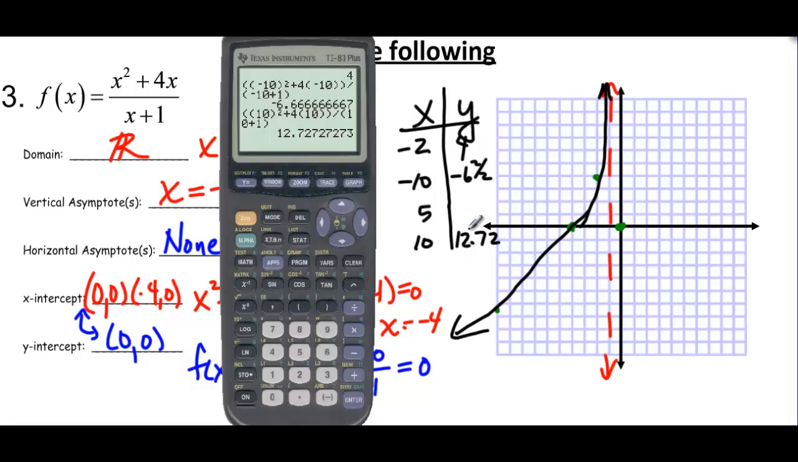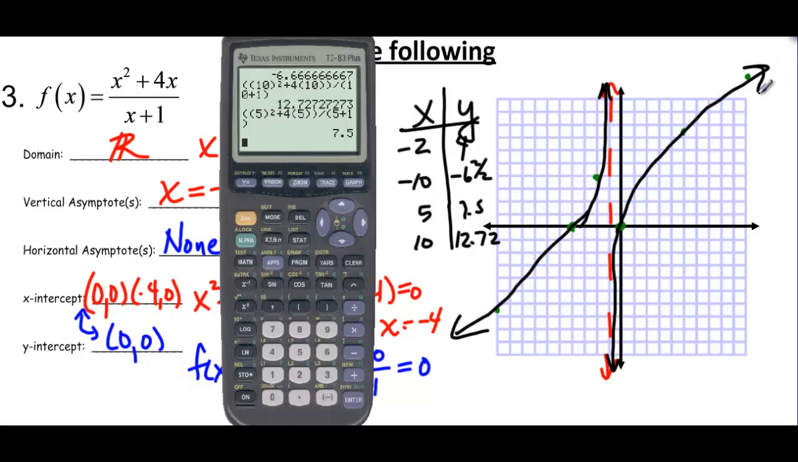12.72. Okay, so at 10 I get 12.72, so something way up here. If I do the same thing but insert a 5, okay, I'm going to get 7.5. So, plot that point at 5, I get 7.5, and now I can kind of graph, see what this is going to do. It's going to kind of come up here and then go towards this.